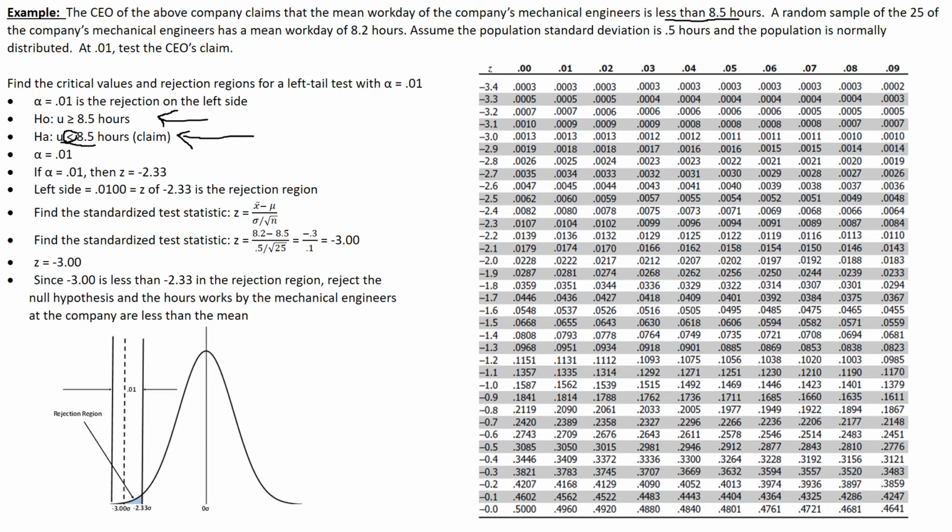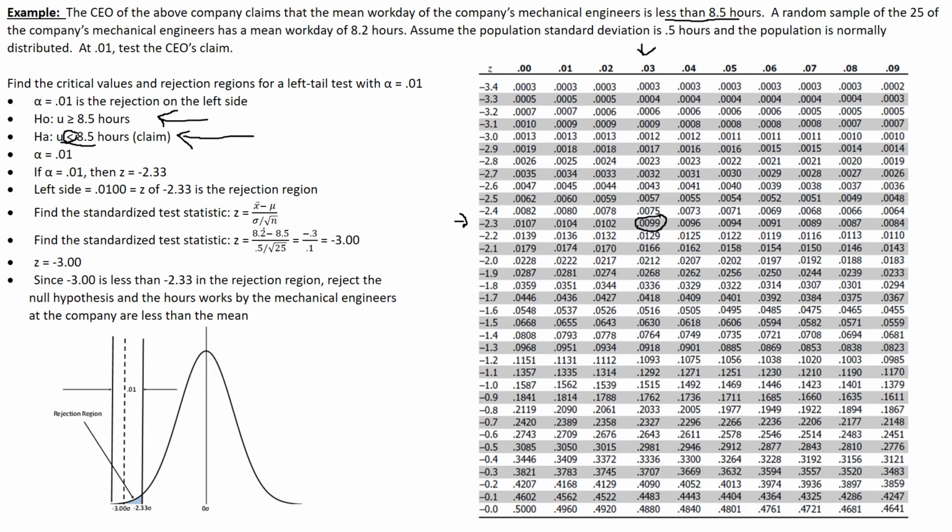Let's make sure. Here is this right here, 0.0099 is the closest to 0.01. So it's negative 2.33. So that's 0.01. And then now let's see what the z-score is for this sample.